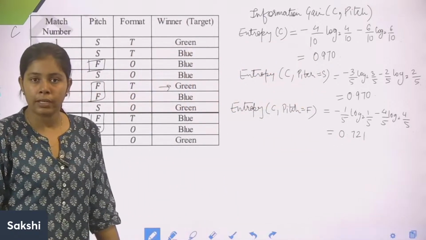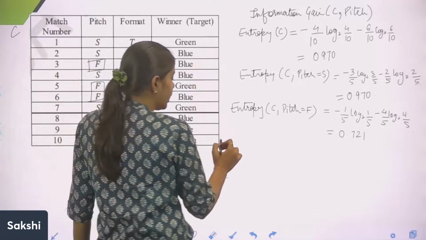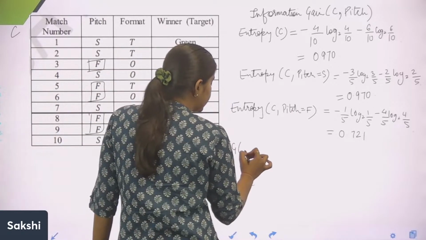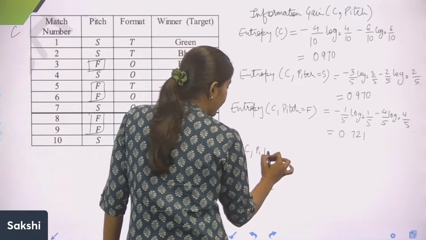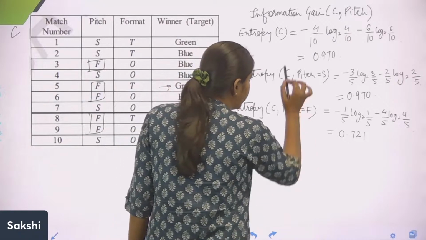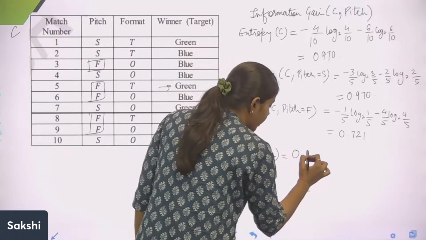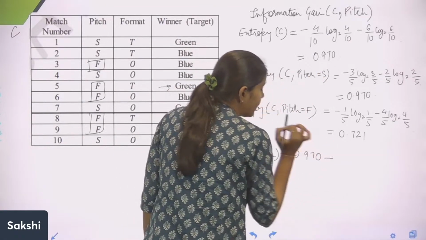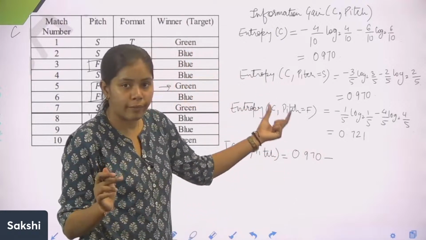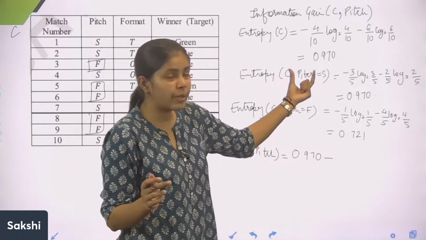Final formula for information gain. And information gain I have to find out for C comma pitch. What would be the formula? Formula I already told you, entropy of C. That means 0.970 minus number of examples we have for pitch equals to S.